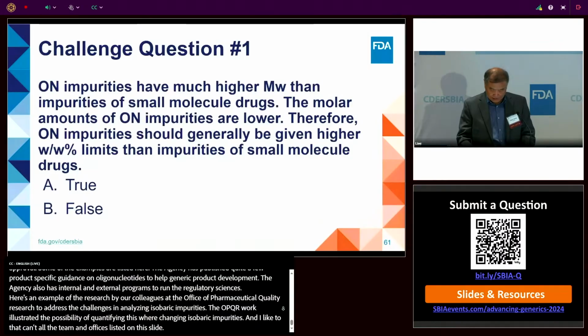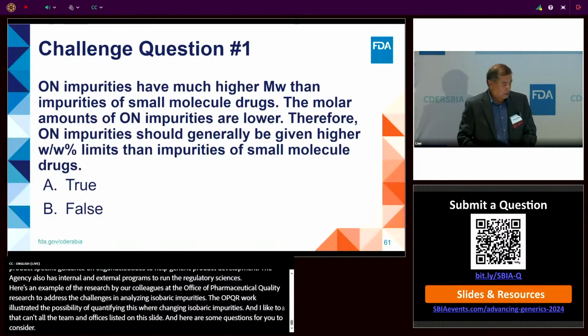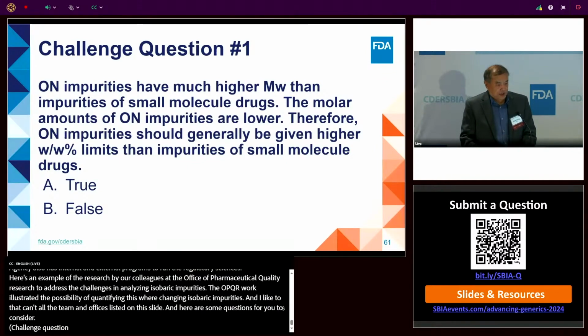And here are some questions for you to consider. Question 1: oligonucleotide impurities have much higher molecular weight than impurities of small molecule drugs, and the molar amount of the oligonucleotide impurities is lower, and therefore oligonucleotide impurities should generally be given a higher weight percentage limit than impurities of small molecules. True or false? So the answer is false.